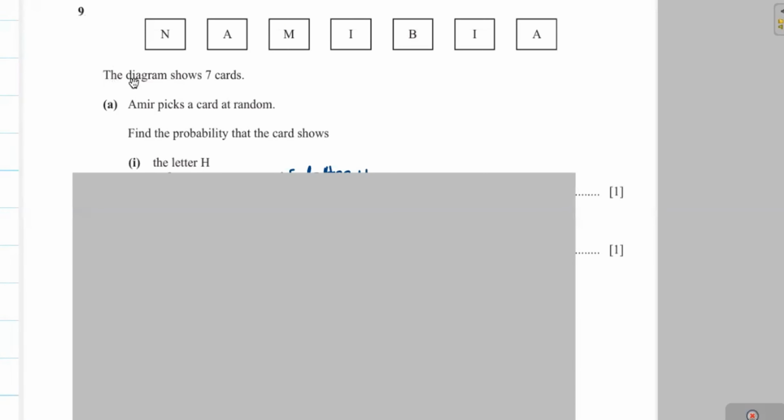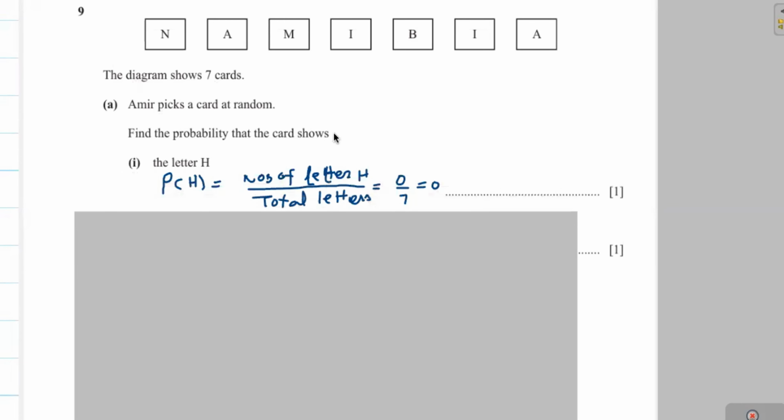Question 9. The diagram shows 7 cards. Amir picks a card at random. Find the probability that the card shows the letter H. The probability of letter H is equal to the number of letter H cards divided by the total number of cards. Look here, there is no card of letter H. Therefore, we write the number of letter H divided by the total letters.